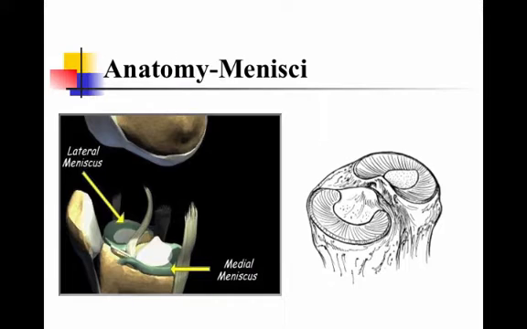The mechanism of injury for meniscus tears is usually a plant and turn motion, such as when the cleats of a player stick into the turf and he or she quickly turns without motion in the foot. This causes the meniscus to get pinched between the femur and the tibia.